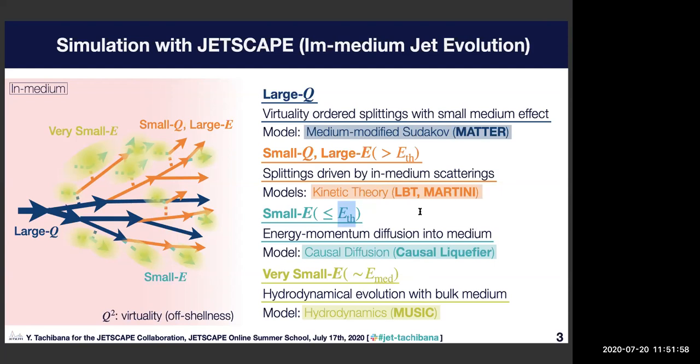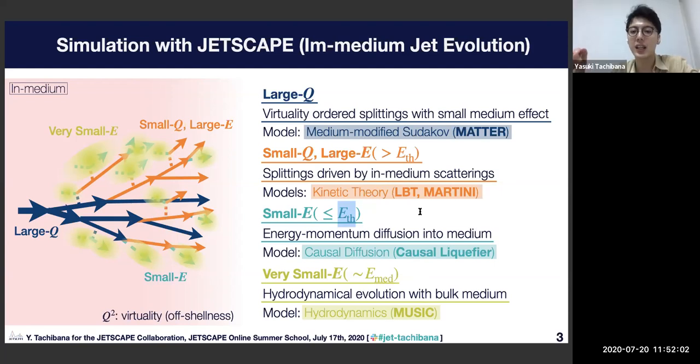Other than that, it's done in each module. So if you want to modify energy loss, for example, if you want to use a different energy loss formulation, you need to have your own energy loss module. And if you want to have a different source profile generated by the causal liquefier, you can make your own liquefier. But if you want to modify this structure, the structure which gives us the cut for the parton, then you need to hack the code at the framework level.